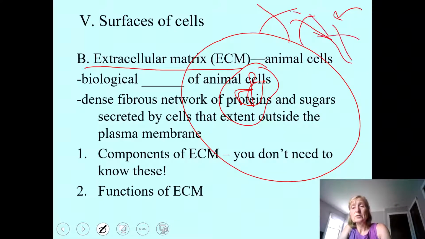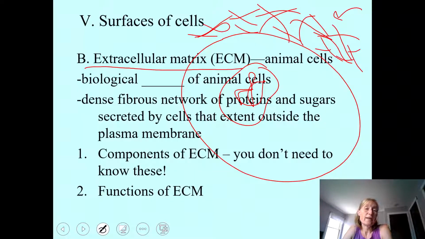Those molecules are considered the extracellular matrix. That set of molecules is sometimes called the biological glue of animal cells. Or we sometimes say it's the physical environment in which the animal cells live. Sometimes we say the extracellular matrix is the anchorage, so cells get anchored to it, or it acts as scaffolding for cells, for structure.